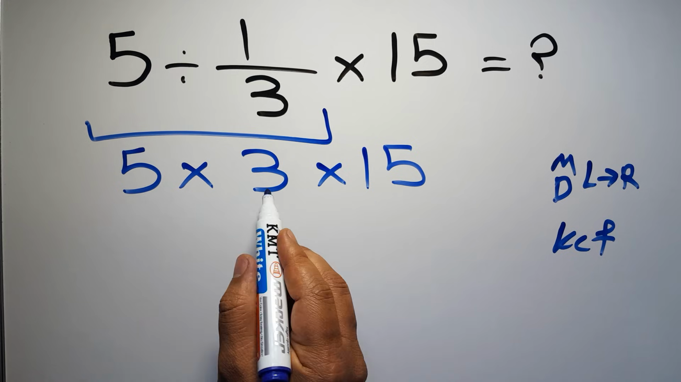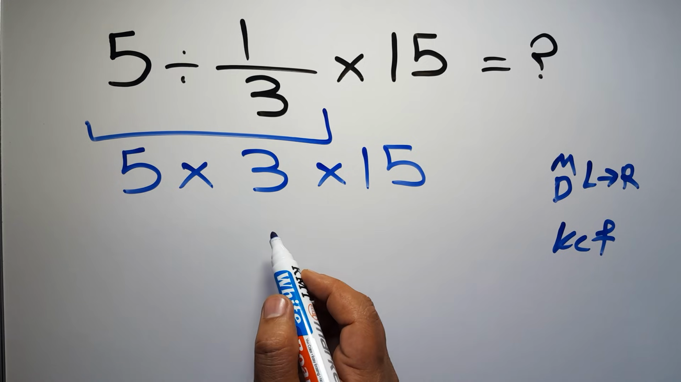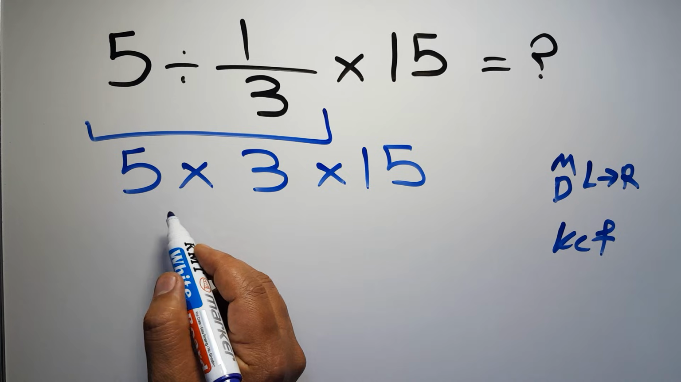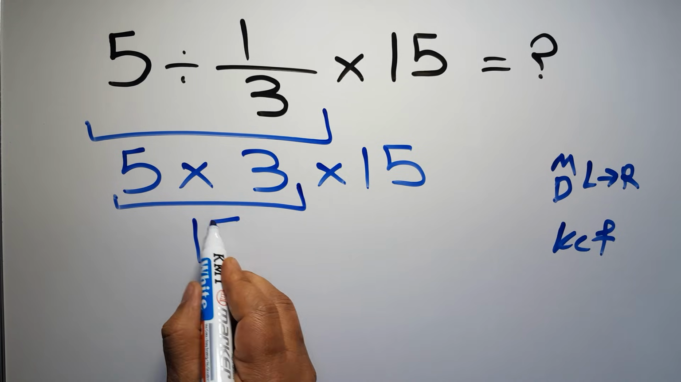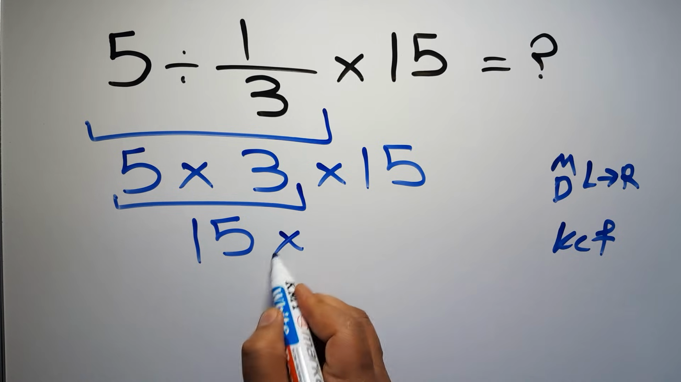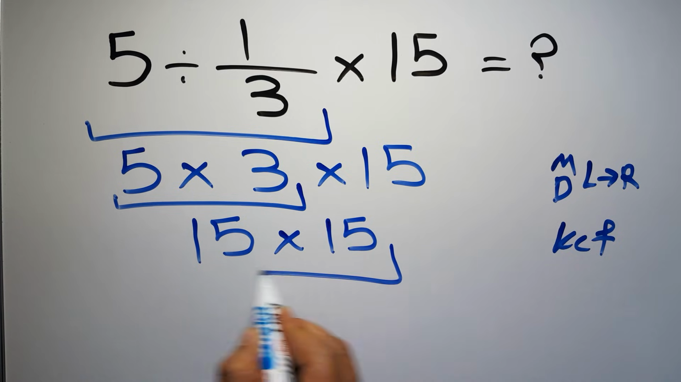So 5 times 3 times 15. First we do this multiplication. 5 times 3 gives us 15. So 15 times 15. Okay?